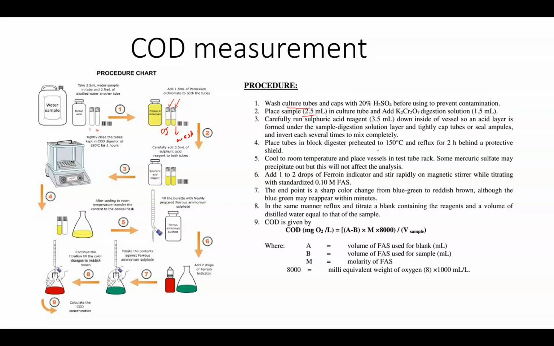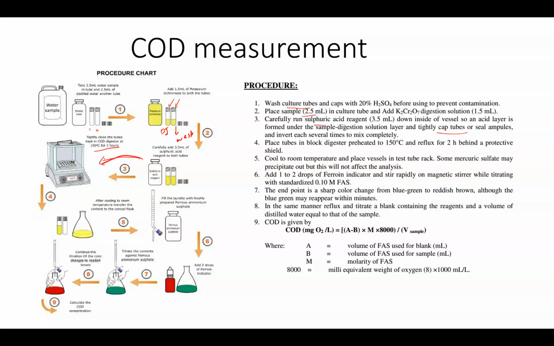You have to add the sulfuric acid reagent down the inside of the vessel, so an acid layer is formed under the digestion solution layer, and tightly cap the tubes. After adding the sulfuric acid, you tighten the tubes properly. Then you transfer these two tightly closed tubes into the COD digester at 150 degrees Celsius for 2 hours.